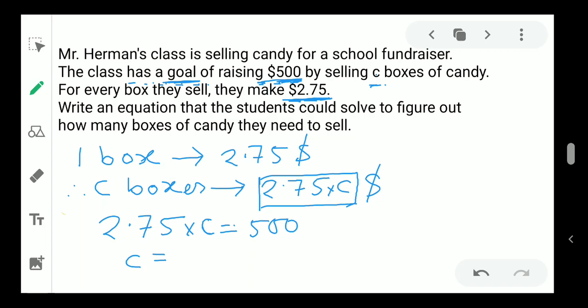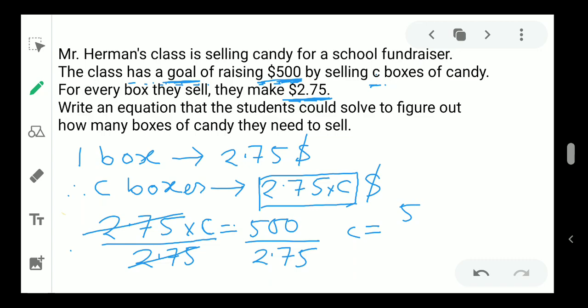So C will be equal to, what you have to do, you have to divide both sides by 2.75. So on one side it will cancel. I am showing you because you may be confused later on. So here 2.75 and here also 2.75, so ultimately these cancel, and C is 500 by 2.75. Now I can move the decimal because there are two digits, so I can put 100 here. Now you have to do the solution.